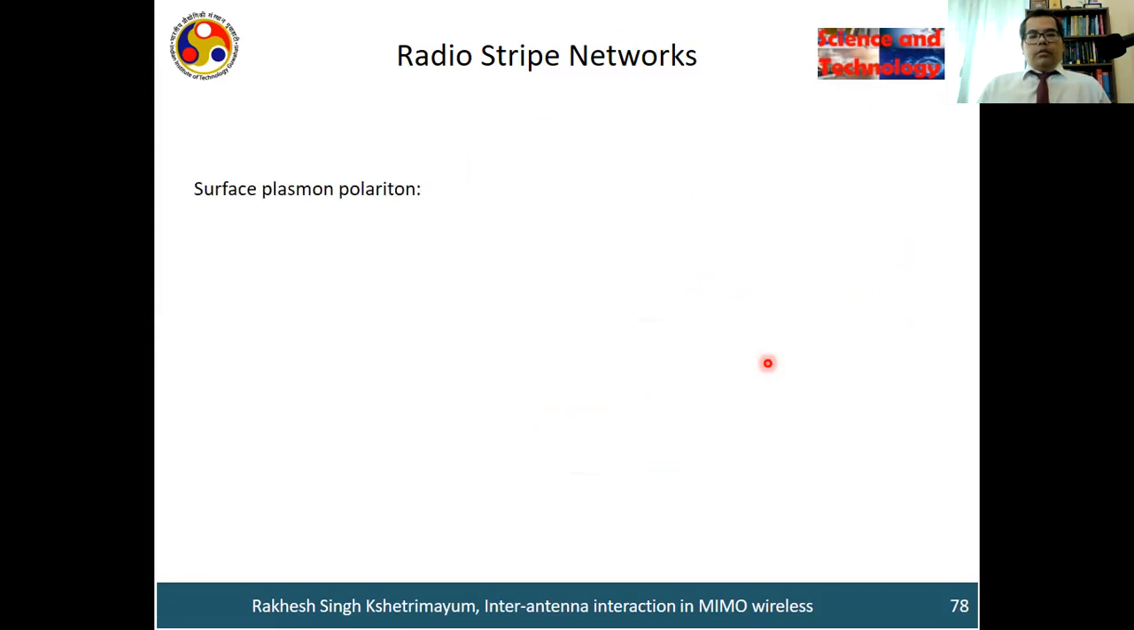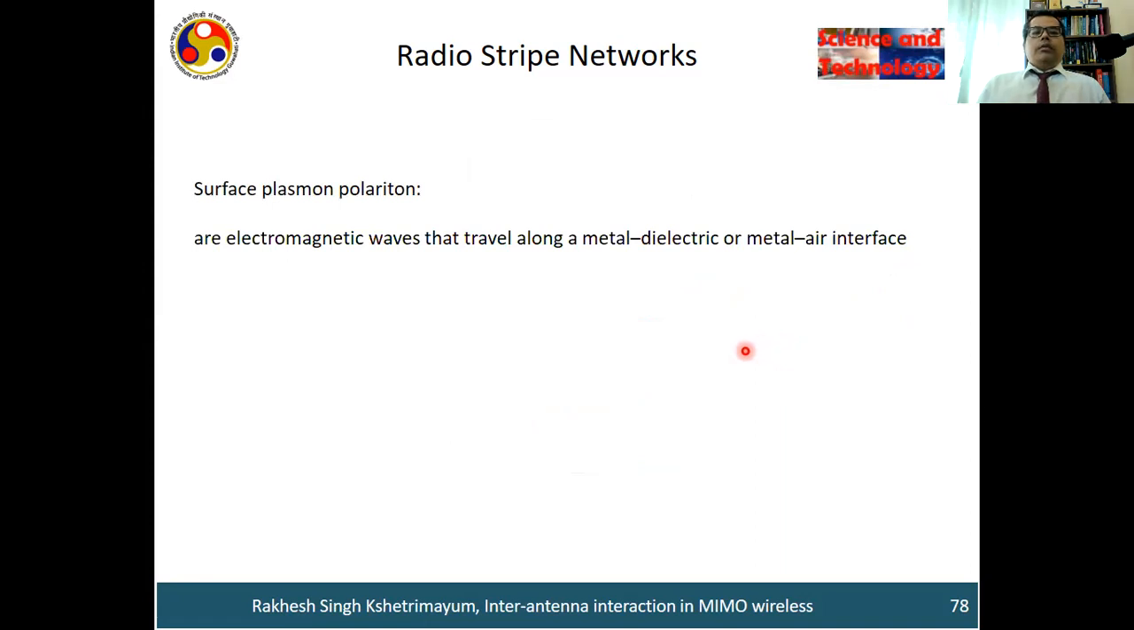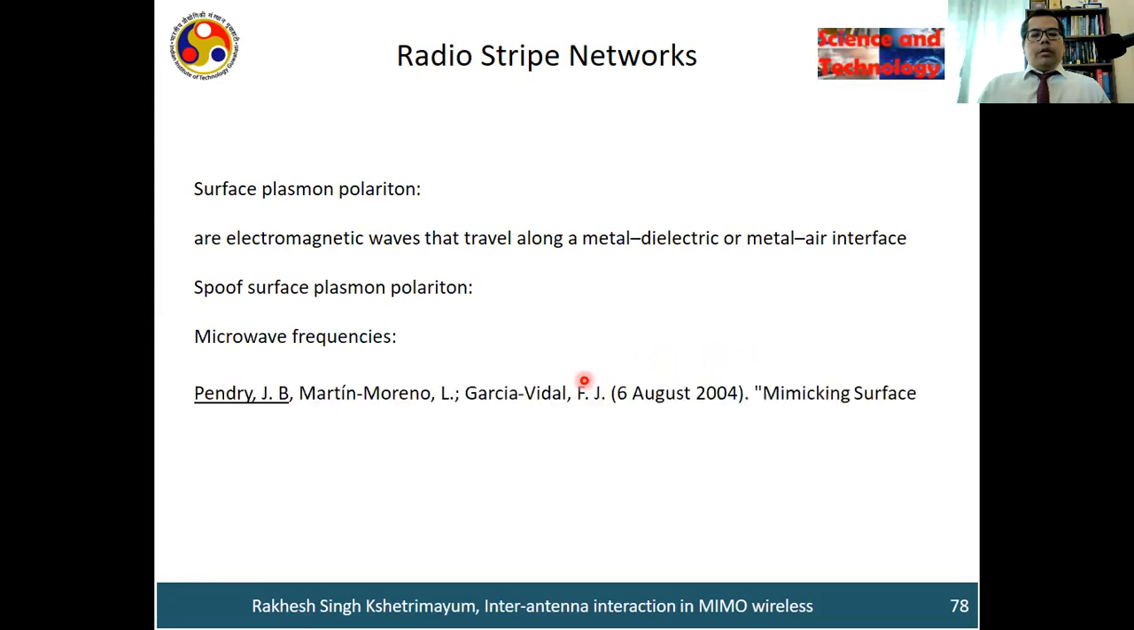Okay, so there's one technology which is called surface plasmon polariton. These are electromagnetic waves that travel along a metal-dielectric or metal-air interface. So this surface plasmon polariton was existing at the optical frequency, and can we have this surface plasmon polariton wave propagation at the metal-dielectric or metal-air interface at the microwave frequency? And this has been proposed by the famous Sir John Pendry.